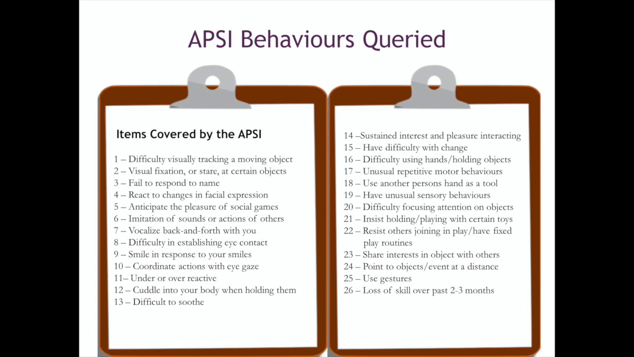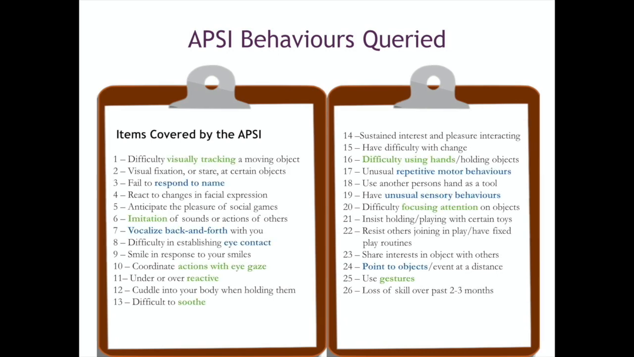But it also asks about things that sometimes are not really thought to be associated with autism. So can your child visually track a moving object? Does your child imitate actions and sounds? Does your child coordinate actions with what they're looking at? Is your child overreactive or underreactive? Is your child difficult to soothe? Does your child show gestures and things like that? So it covers a wide variety of behaviors, which I think is really great.